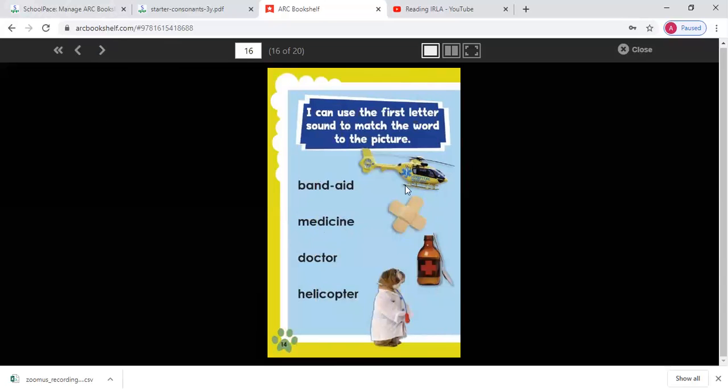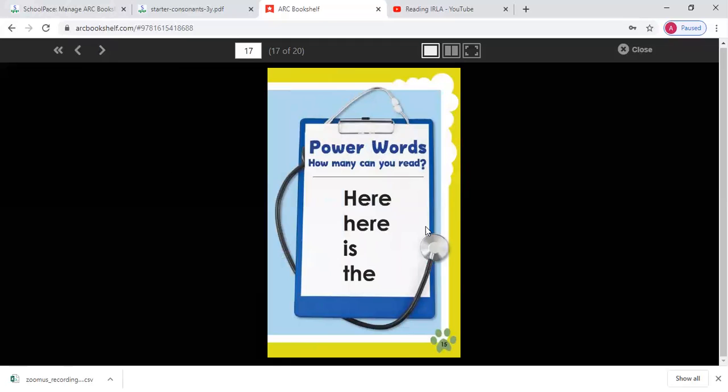All right, guys. So we used our clues in our sentence. Our next step is to figure out what the new word is, and then we checked that with the picture to make sure that that was correct. These are our power words that we had in our book. The same pattern. Here is the. Here and here, these are the same word. This is a capital H, and this is our lowercase h. So repeat these power words with me. Here, here is the. Say it one more time. Here, here is the. Great job.